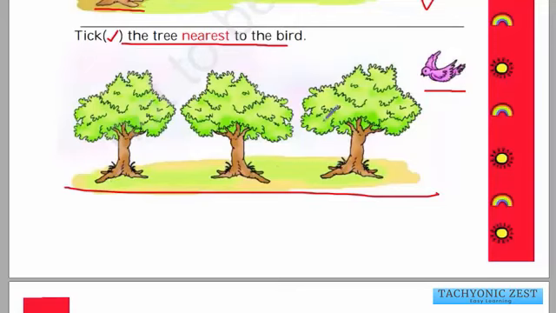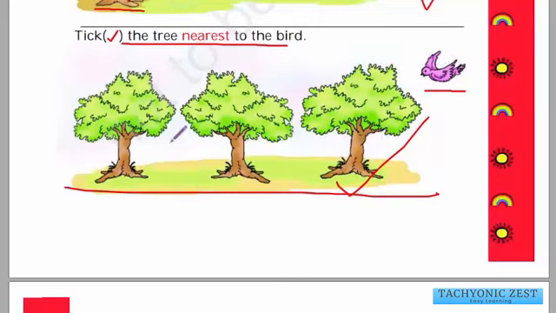So these are the three trees, and this is the diagram of a bird, and we need to identify the tree that is the nearest to this bird. So as we can clearly see, this tree is the nearest to this bird. Why? Because there is no other tree which is in front of him, or which is nearer to this bird than him. So this tree is the nearest or the closest to the bird.